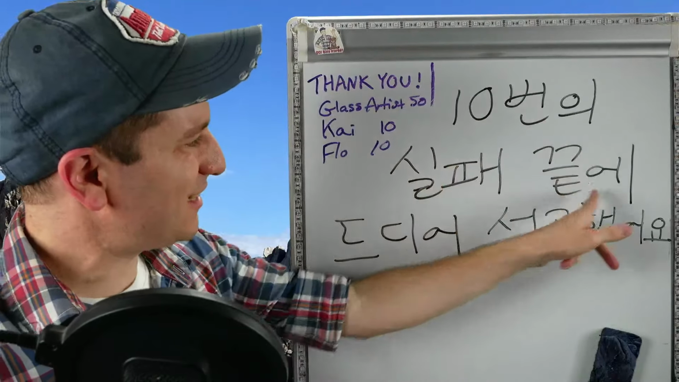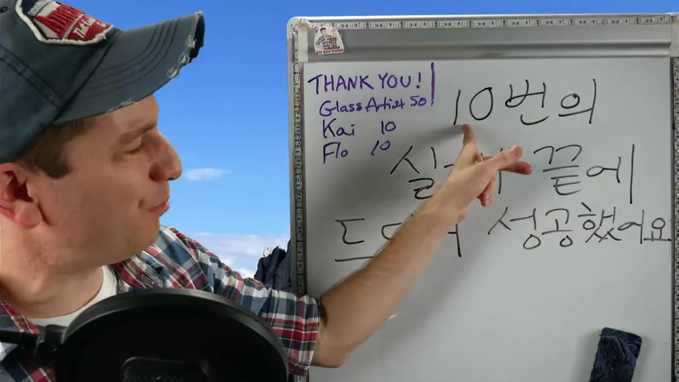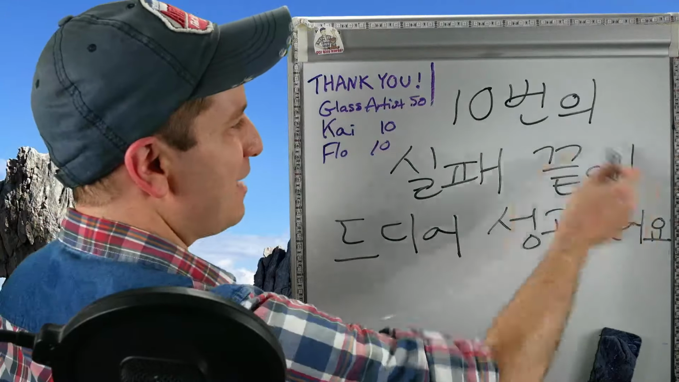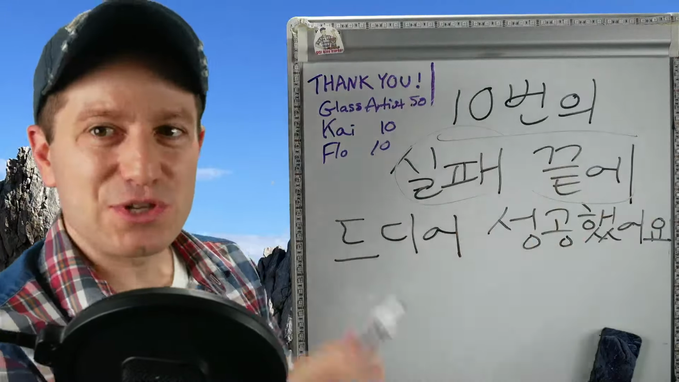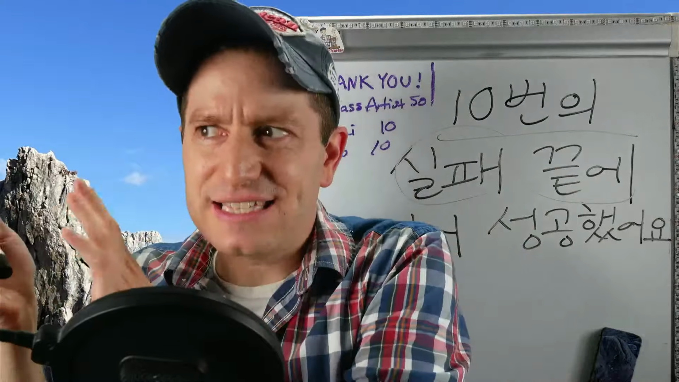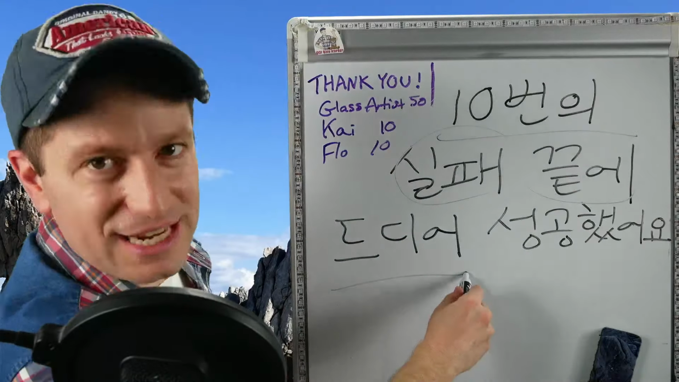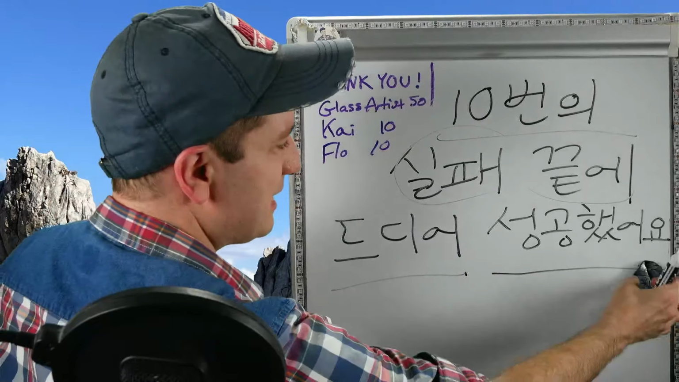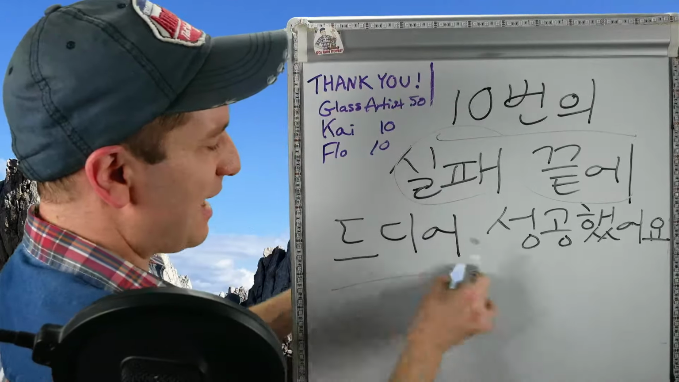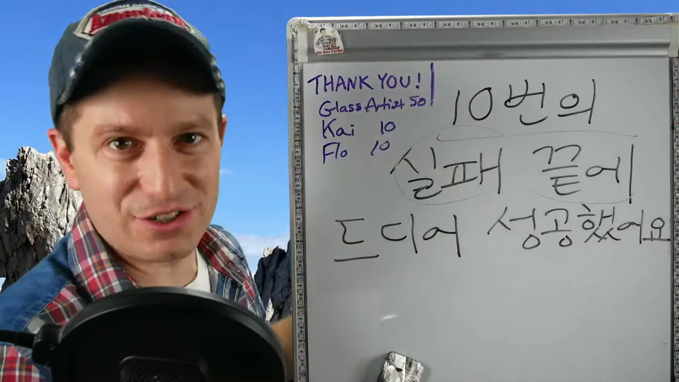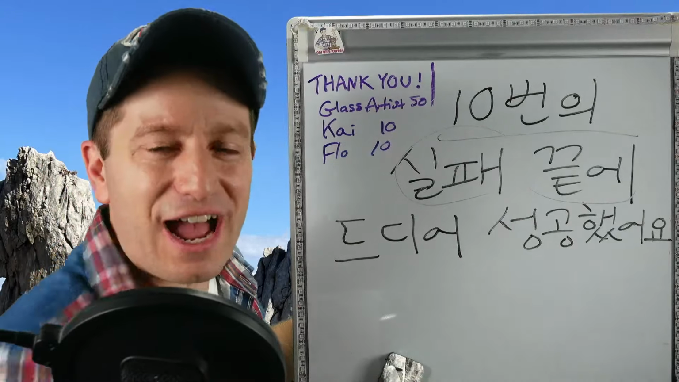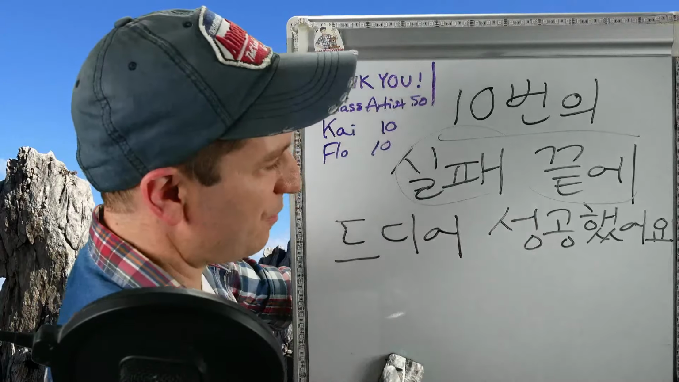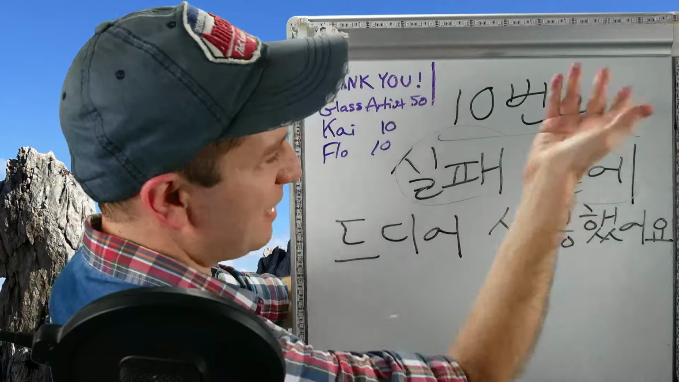10번의 실패 끝에. So at the end of 10번, 10 times, 실패, failure. So at the end of 10 failures, the result was, it implies that something good happened. 드디어. Here, this sentence actually does use the word finally. 성공했어요. So we succeeded. We were successful finally at the end of 10 failures. After the 10th failure, I finally succeeded. 10번의 실패 끝에 드디어 성공했어요. So I finally succeeded after 10 failures.